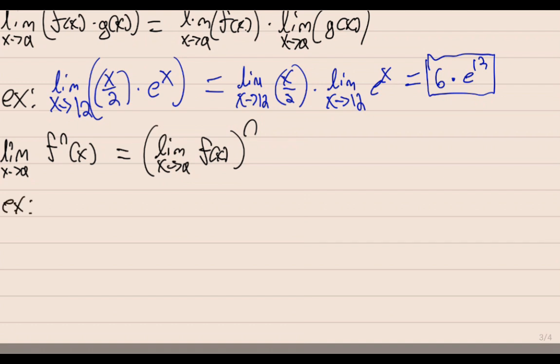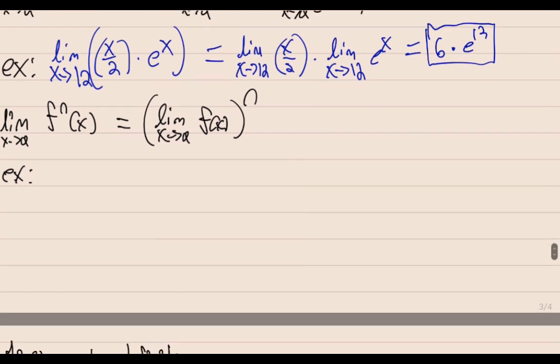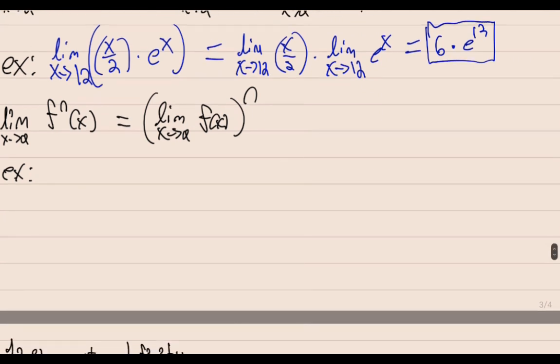All right, and then this other last one. We have f of x to the n power. That just means f of x multiplied by itself n times, and the limit as x goes to a of that is equal to the limit as x goes to a of f of x, all to the n power. So basically we can just take the limit of the base and then exponentiate, which is very nice.